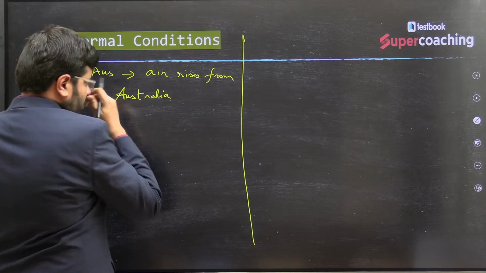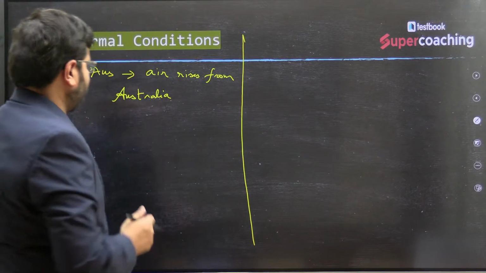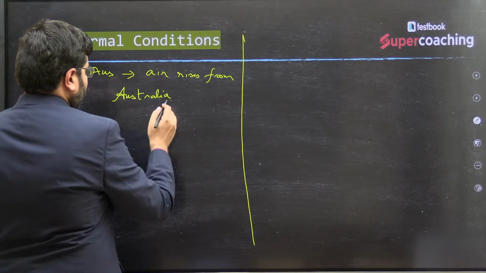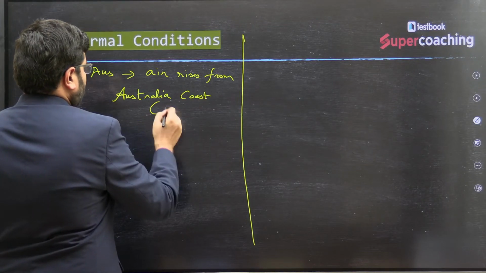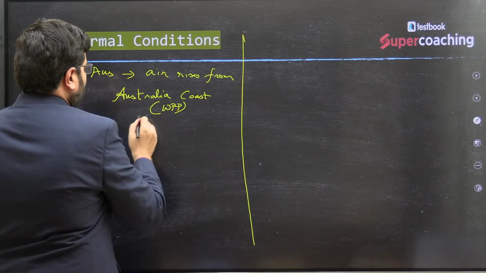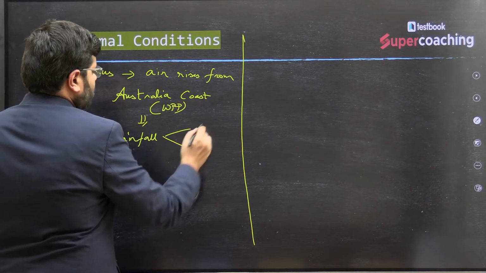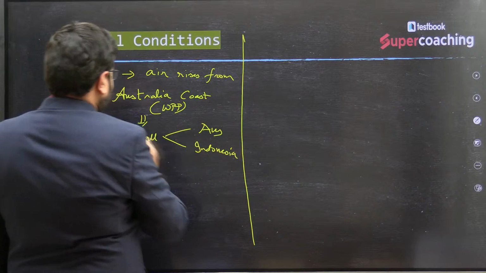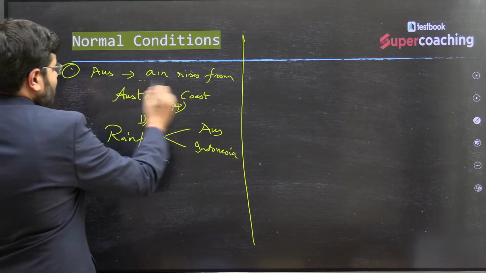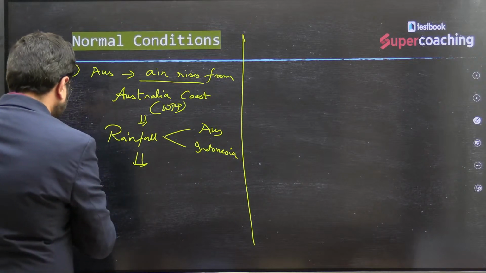Air rises from Australia, right? As the air rises from Australia, what happens? Or the Australia coast, which is what is called the Western Pacific Pool, more rainfall towards Australia as well as Indonesia. Now, whatever the air rises here, it is part of the circulation called Walker cell circulation.